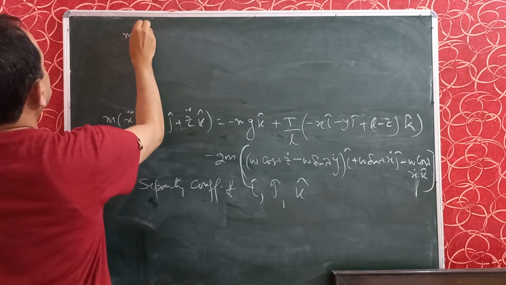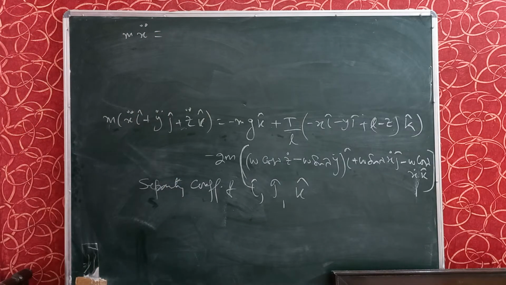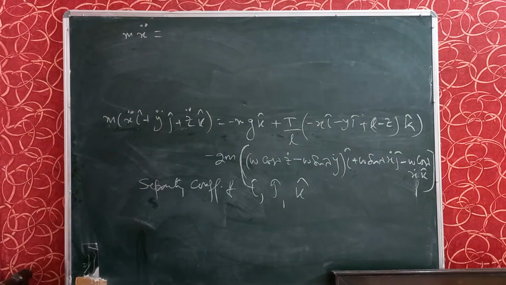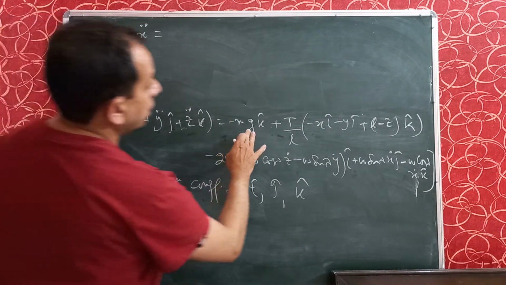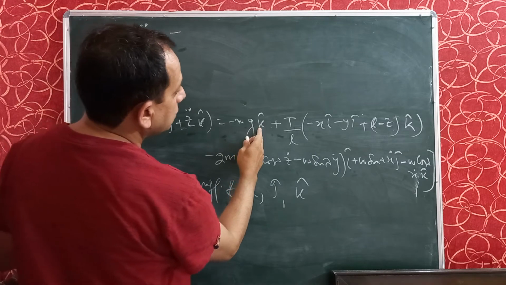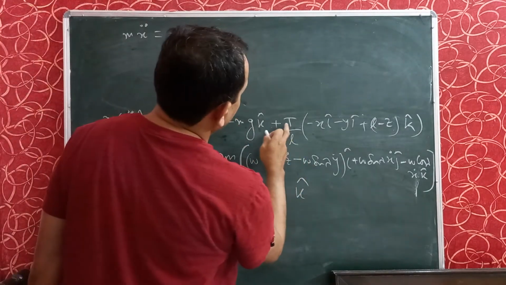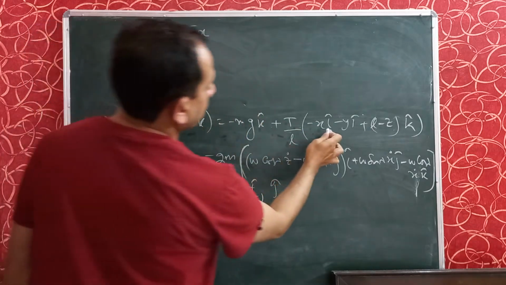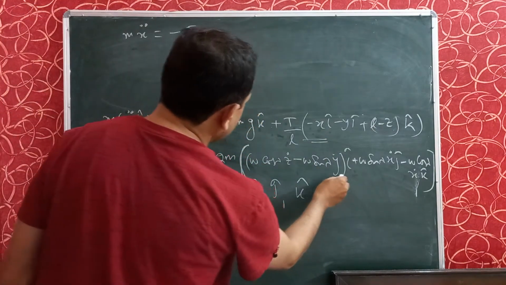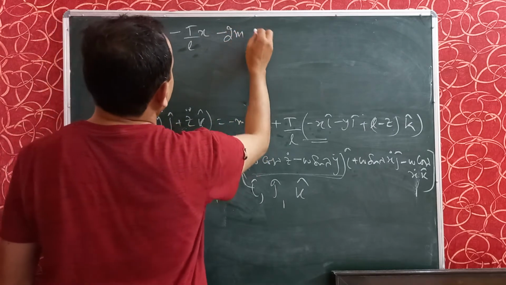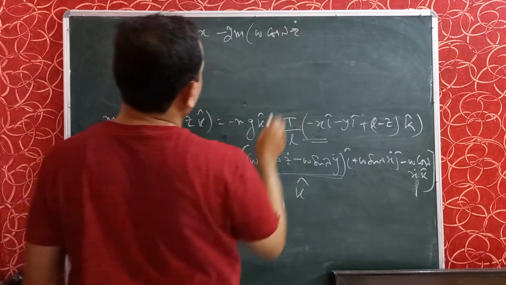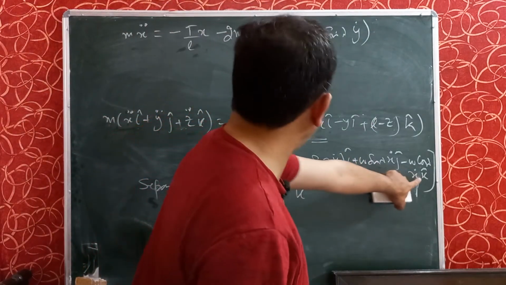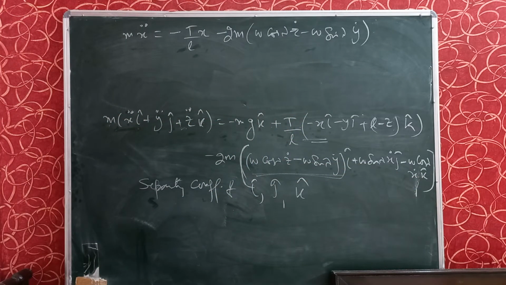Okay. On the left hand side, first of all I am comparing the coefficient of i cap. So m into x double dot i, m into y double dot j and m into z double dot k. Now I am separating only the i component initially. So m into x double dot. And on the right hand side, it contains k component, but we require only i component. It will become minus T upon L into x into i cap. Okay, i is compared, and it is minus 2m into omega cos lambda z dot minus omega sin lambda into y dot. It is also i. So these two terms are of i components.